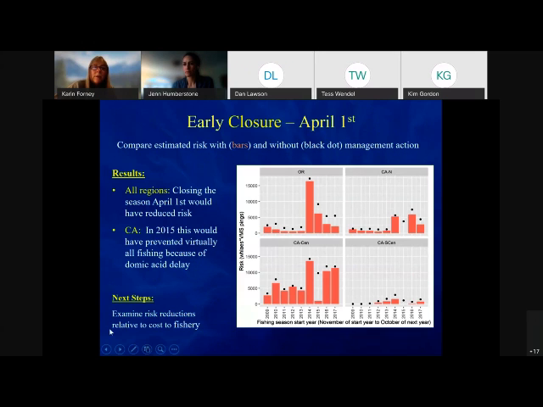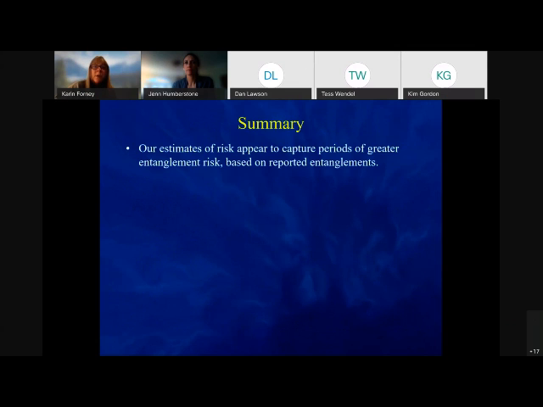So the next steps in this are then to examine these risk reductions relative to the cost of the fishery, because really what we want is to get measures that give us the greatest risk reduction with the lowest cost to the fishery. So in summary, the estimate of risk that we get by combining the whale model and the fishing data estimates do seem to identify periods of greater risk based on the entanglement records.